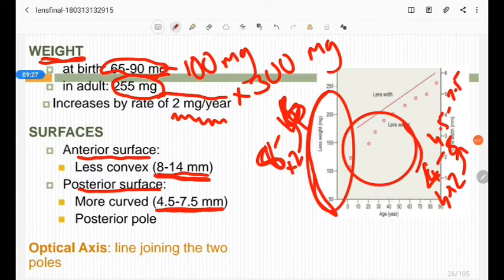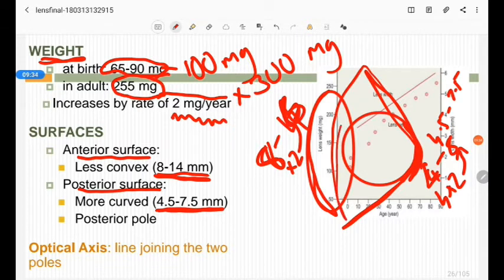Now this end of the lens is called the posterior pole. That is, the posterior most end of the lens is called the posterior pole. Now this is the anterior pole.